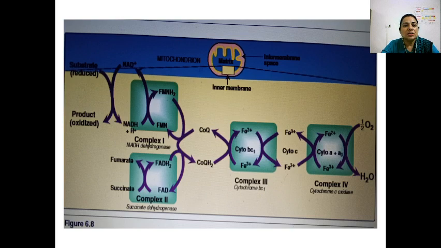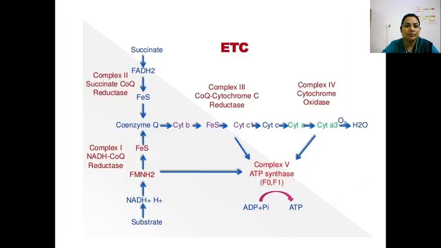This is the representation of the various complexes and the mobile carriers of the electron. Now, this is in a flowchart way, electron transport chain flowchart representation, that is complex 1 and complex 2. They transfer the electron to coenzyme Q. From here, the electron is transported to complex 3 and to complex 4, and ultimately the ATP synthesis takes place in complex 5.